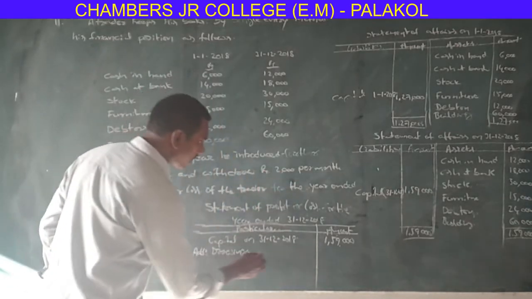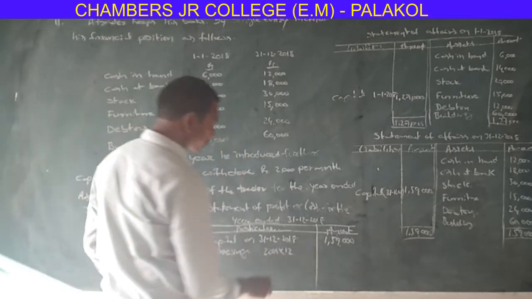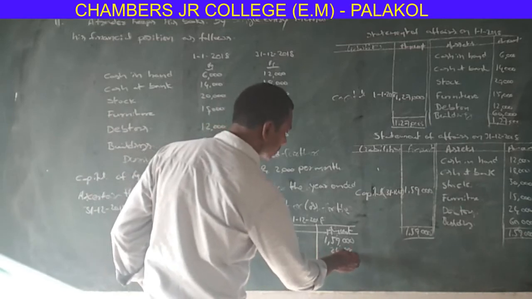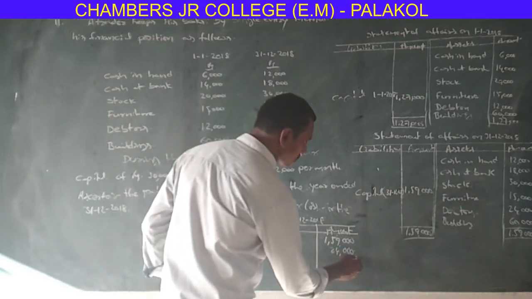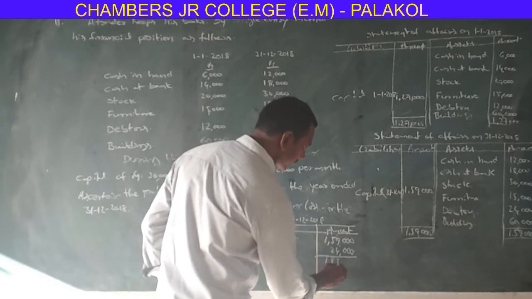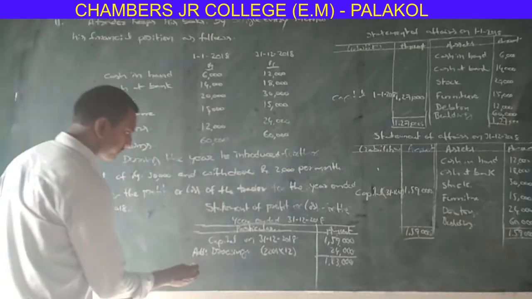So drawings, 2,000 into 12, yearly 12 months. So 2,000 into 12 is 24,000. So 1,59,000 plus 24,000 is 1,83,000.